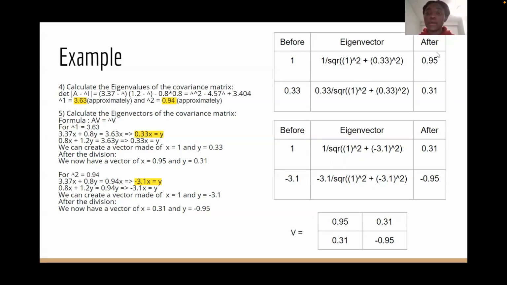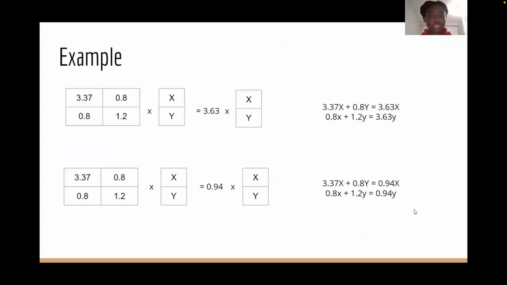So this one, if you do 1 divided by the square root of 1 squared plus 0.33 squared, you obtain 0.95. I repeated the same process for each individual value. So as you can see, those are the new values that I obtained. With that, I could now create the eigenvectors of our covariance matrices, which is right there, 0.95, 0.33.